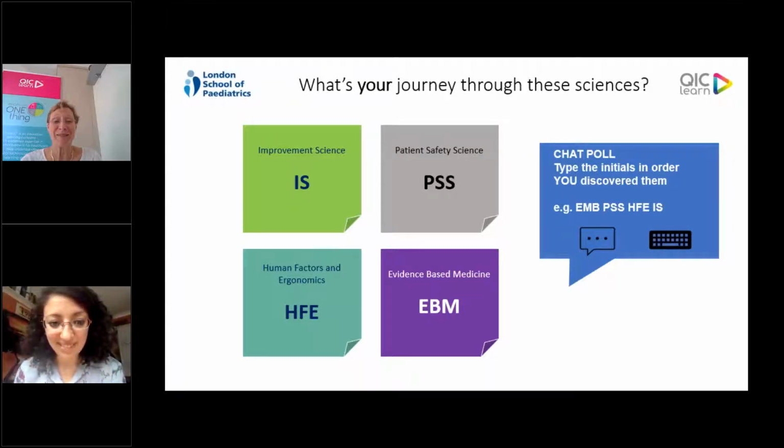Brilliant. So everybody's saying evidence-based medicine, and I'm relieved to hear that since we're in medicine. But somebody's human factors and ergonomics was their first port of call, so that's interesting too. There's no right or wrong, by the way, about which order you come to these sciences. It's just interesting to think about how we might develop as we go through our learning journey of life and learn more about each of these sciences and how deep we need to go into each of them in order to be able to usefully use them.